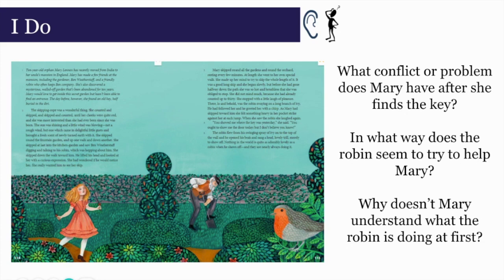In paragraph 3, I read that Mary felt something heavy in her pocket. This makes me feel suspense because I am wondering what is in her pocket. Could this be part of the conflict? I definitely need to read more to be sure.